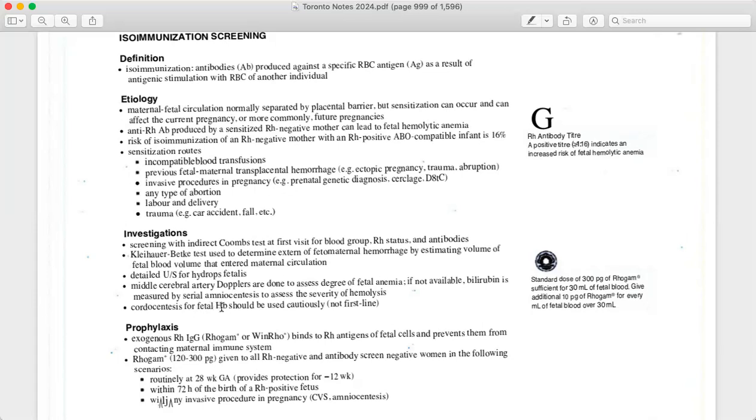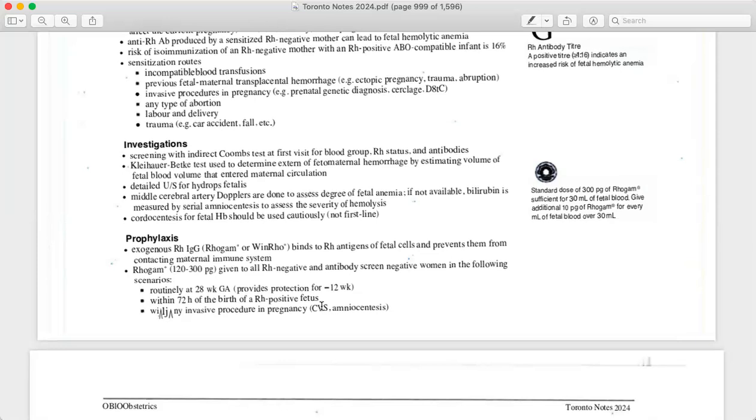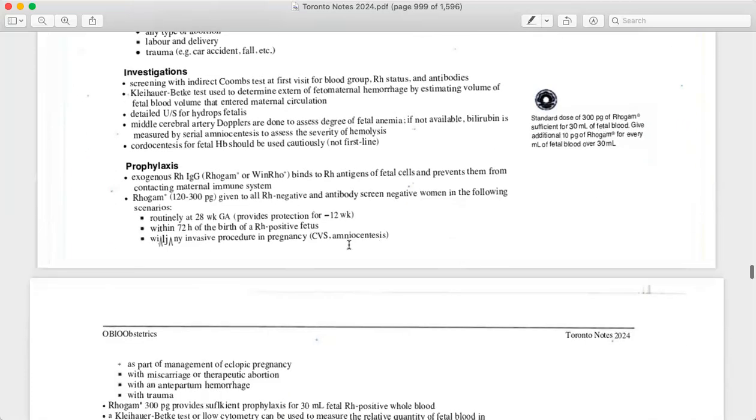Then cordocentesis for fetal Hb should be used cautiously, it's not first line because it's an invasive one. The standard dose is kind of important, because they may ask whether a sufficient dose is given or not. In the Canada QBank, they give this kind of question, so you never know, they might ask in the exam as well. A standard dose of 300 micrograms of RhoGAM is sufficient for 30 ml of fetal blood. Give an additional 10 micrograms of RhoGAM for every ml of fetal blood over 30 ml. Just remember it as it is.